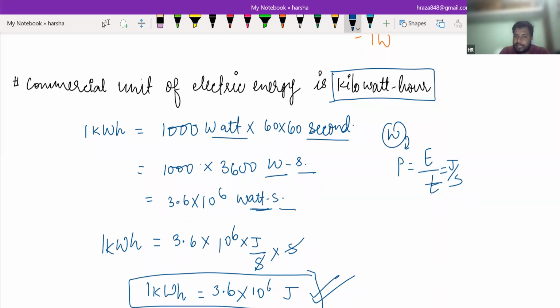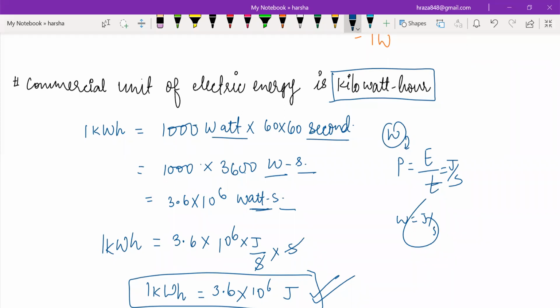But we know that watt is basically joule per second. The unit of power is watt, used to give honor to the scientist. Like kg meter per second square is the original unit of force, but we call it Newton. And this watt is used for James Watt. Okay, please write it.